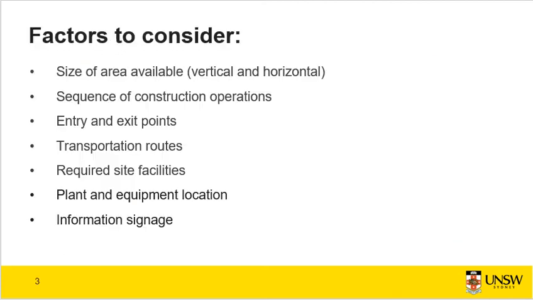So the main focus of this instalment is site layout planning. Planning the layout of a construction site occurs prior to the commencement of construction on site and is dependent on many factors. These factors may include, and are not limited to, size of area available. We must consider both vertical and horizontal.